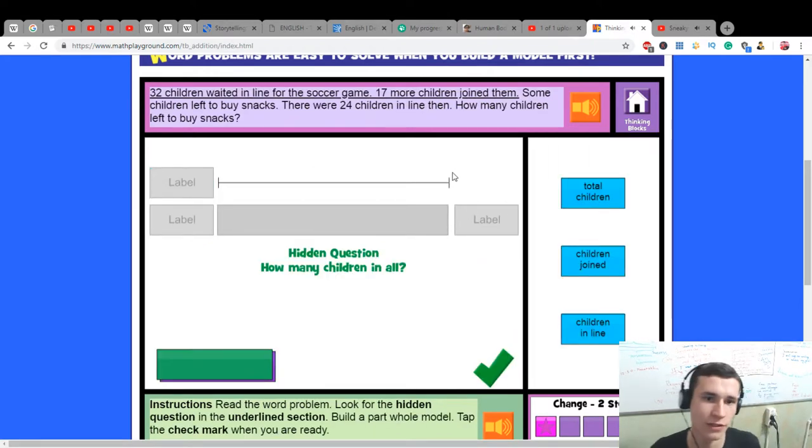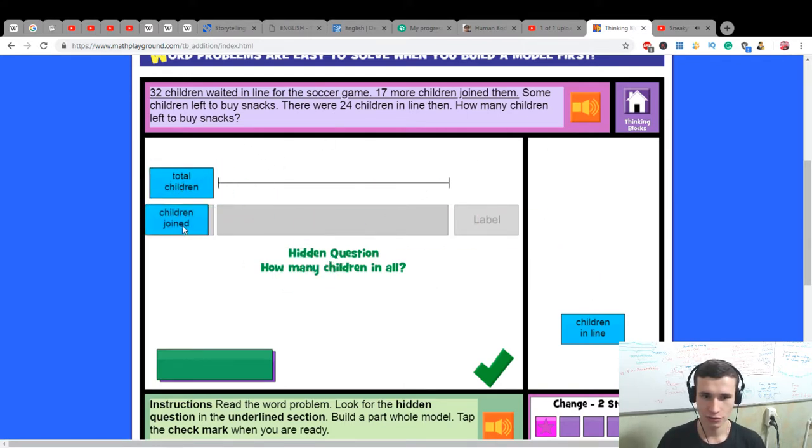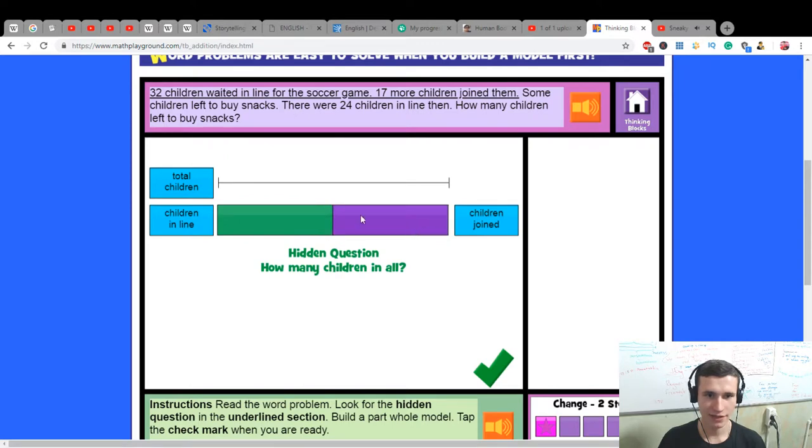32 children waited in line for the soccer game. 17 more children joined them. Some children left to buy snacks. There were 24 children in line then. How many children left to buy snacks? Total children. Children joined, children in line.